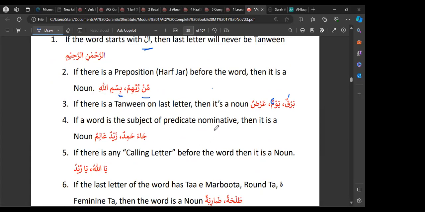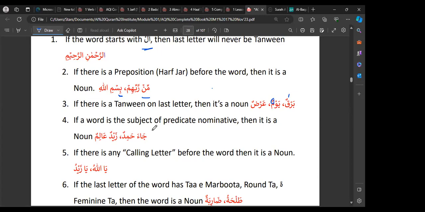if you have the subject of a sentence, you kind of need to know the meaning, because you need to know whether it's the subject or not. So if you know that this word is the subject and it's in the marfu state, then you know that it's a noun. You can't have the mubtada as a verb. So the mubtada will always be a noun. Yeah? So if you have a sentence and it has a mubtada in the marfu state, then it will be a noun. It can't be anything else.